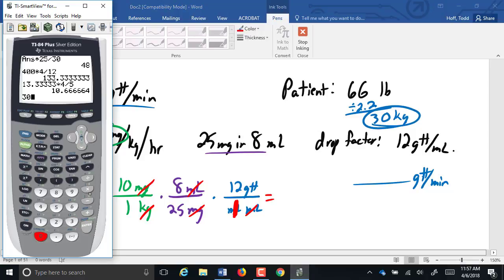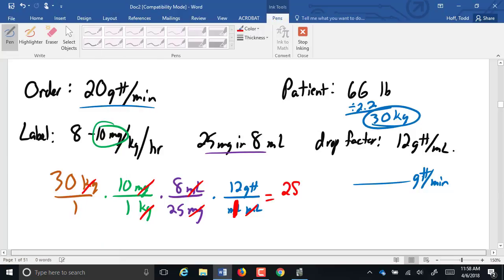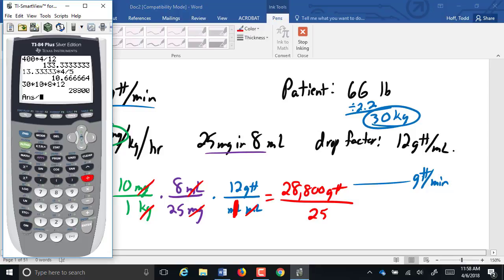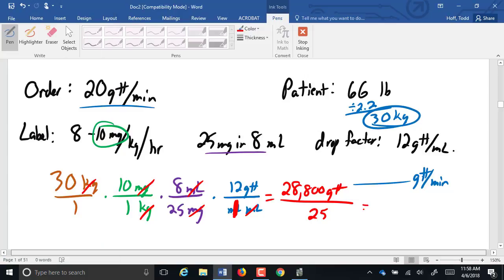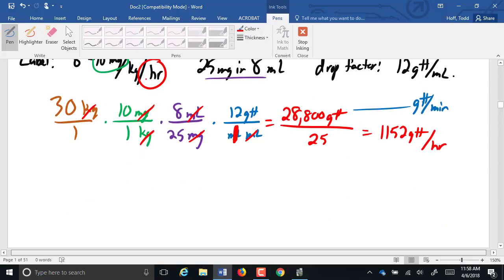We have 30 times 10 times 8 times 12 is 28,800 drops over 1 times 1 times 25 is 25. So 1,152 drops. Well, what's our time frame here? That is per hour. So we need to convert that drops per hour into drops per minute.